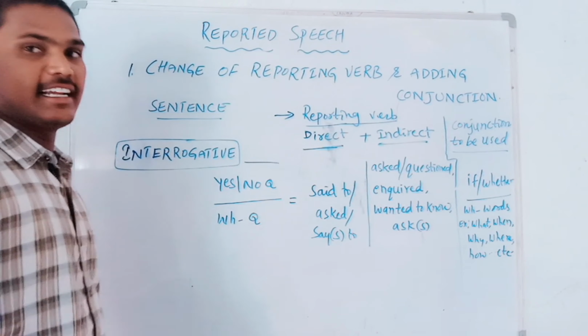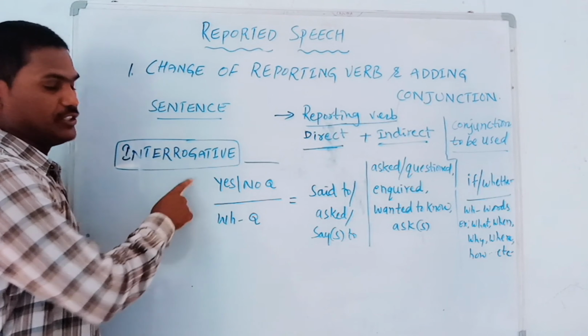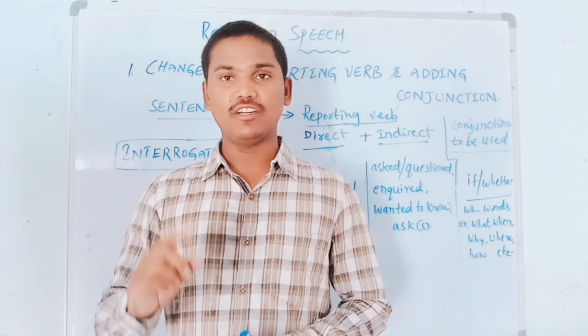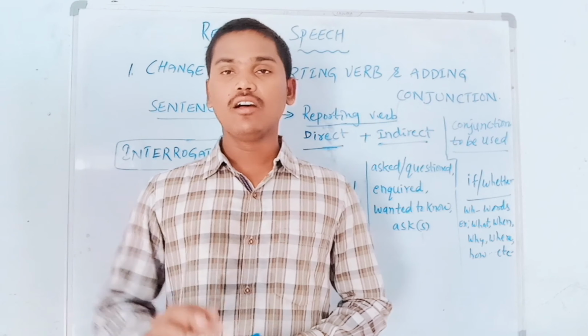Now you see the second kind of sentence, that is interrogative. You know students, interrogative sentences are divided mainly into two types. One is yes or no questions and the other is WH questions.